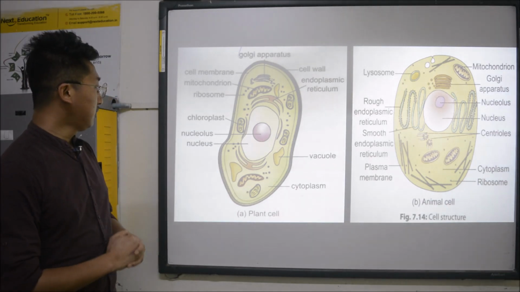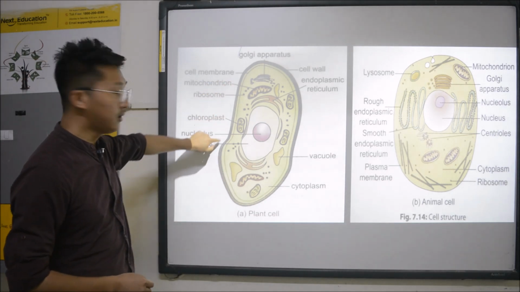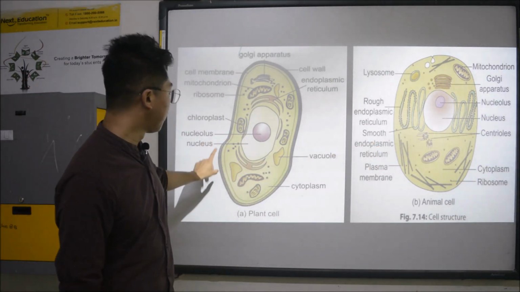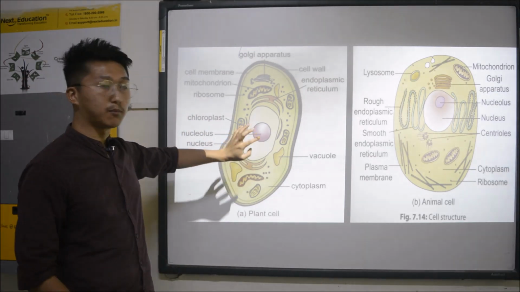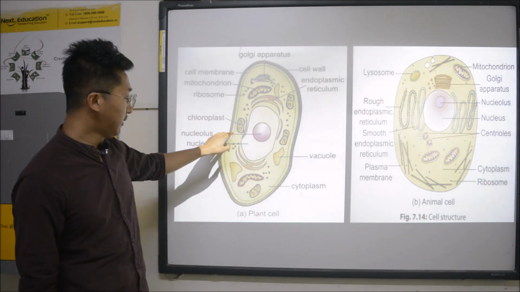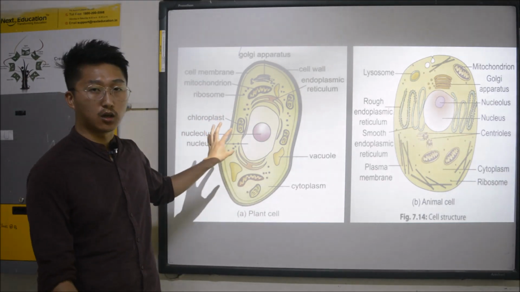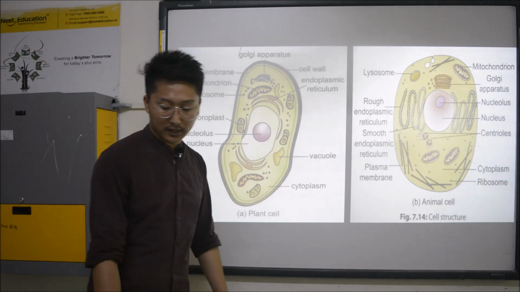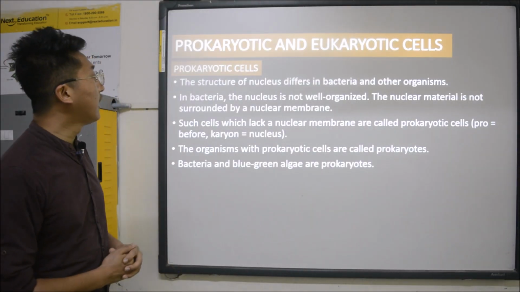Okay, so you can see in the diagram that the cell wall is present in the plant cell, but it is absent in the animal cell. In the case of the animal cell, the cell wall is absent. And the next organelle that is present in the plant but absent in the animal cell is the chloroplast. So these two parts of the cell are present in the plant cell, but absent in the animal cell.